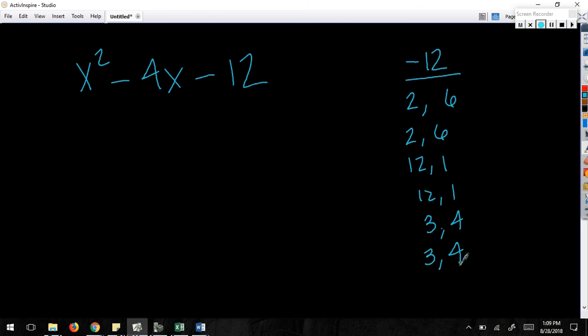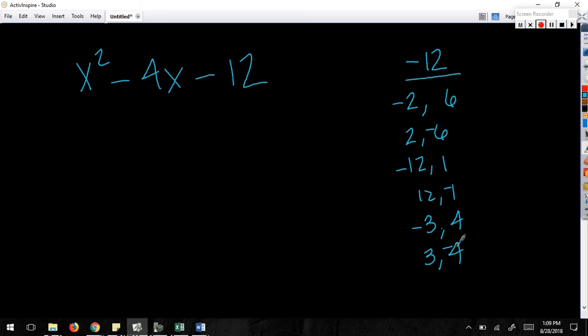In order to multiply, the only way to get a negative number when you multiply two things is if one of them is negative. That'd be the greater number, right? No, not always the case. Look what it's got to add to. What does it have to add to? Negative 4. So of these, which two add to negative 4? Negative 6 and 2.